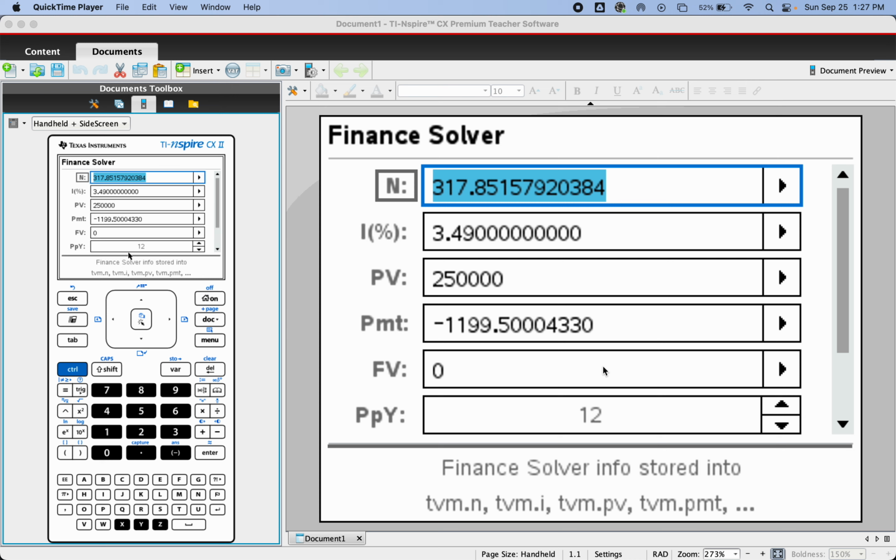It's pretty cool to see how just increasing the payment a little bit will reduce the number of payments you have to make, and therefore decrease the total amount that you paid.